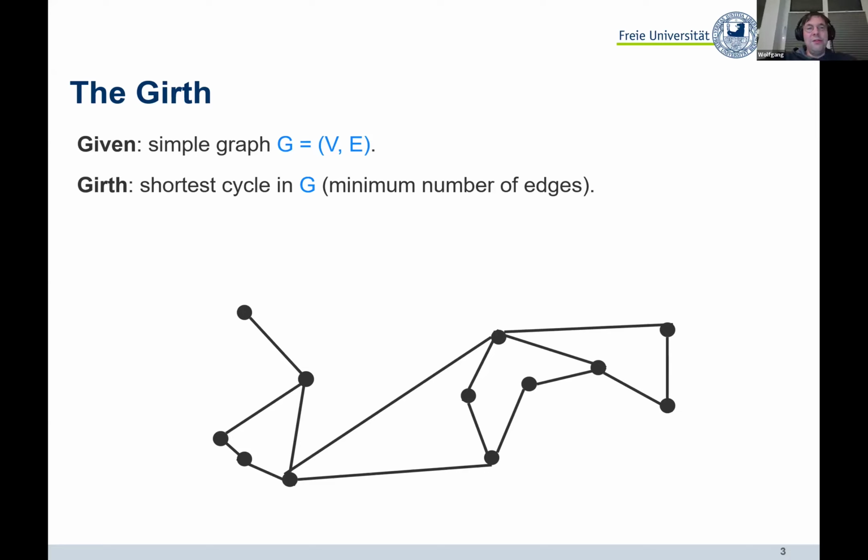Basically, we are given just a simple graph, and what we want to know is the length of the shortest cycle in the graph, or the shortest cycle itself. It depends on what we're interested in. The length of the shortest cycle is called the girth. For now, I measure the length of the cycle just in the number of edges. But you could also define lengths for the edges, and then the girth would be the cycle which has the minimum total length. But for now, it's the number of edges. For example, in this graph, I think the girth would be 4, if I'm not mistaken, and the shortest cycle would be this one here. And I think it's unique.